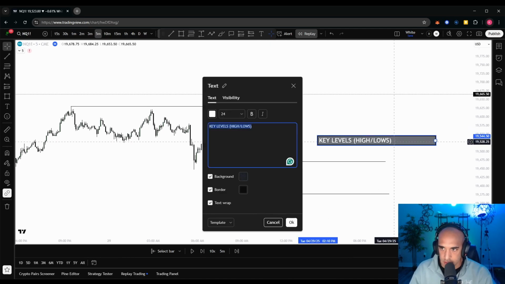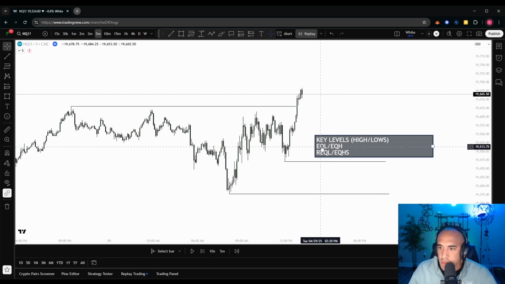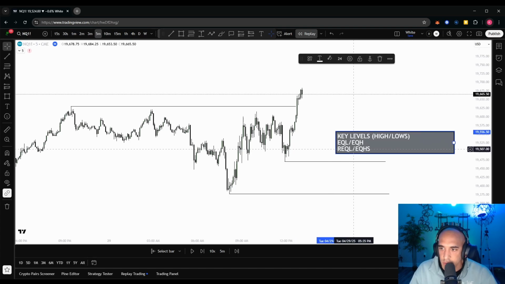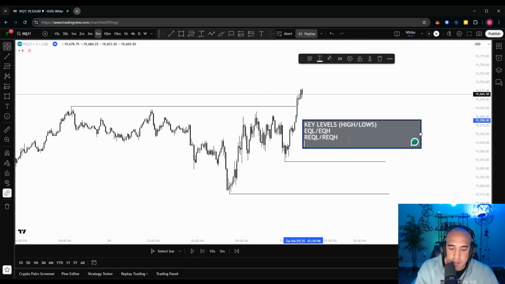Okay, so key levels. My favorite is going to be equal highs and equal lows. And then on top of that, relative equal highs or relative equal lows. So key levels, so significant highs and lows, equal highs and equal lows, and relative equal highs and relative equal lows. So those are strong draws. And then I'll give you one more. Let's do this. Session highs and lows.